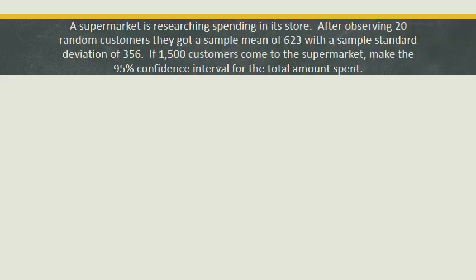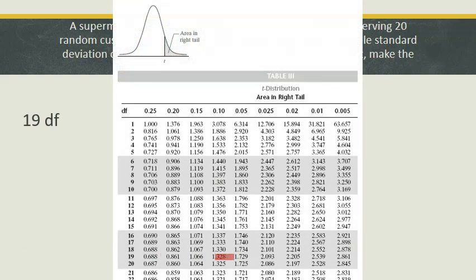In this last example, we're going to do a new application of confidence intervals. We're going to extend a confidence interval to a larger population by multiplying the endpoints of the interval. Let's begin by making the 95% confidence interval as usual. We have a sample size of 20 and therefore 19 degrees of freedom. If we look this up in the t-table, then we see that the middle 95% of the distribution is between plus and minus 2.093.